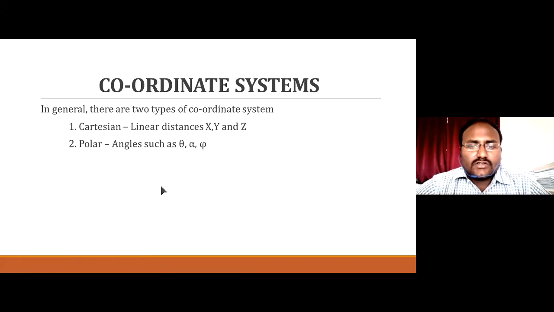Next we are going to see about coordinate systems. Generally we use two types of coordinates: one is Cartesian, another is polar. In Cartesian coordinates we use the representation x, y, z, which is used to display distance. In polar coordinates we use angles; they come in the category of polar coordinates. We represent them with theta, alpha, or gamma.